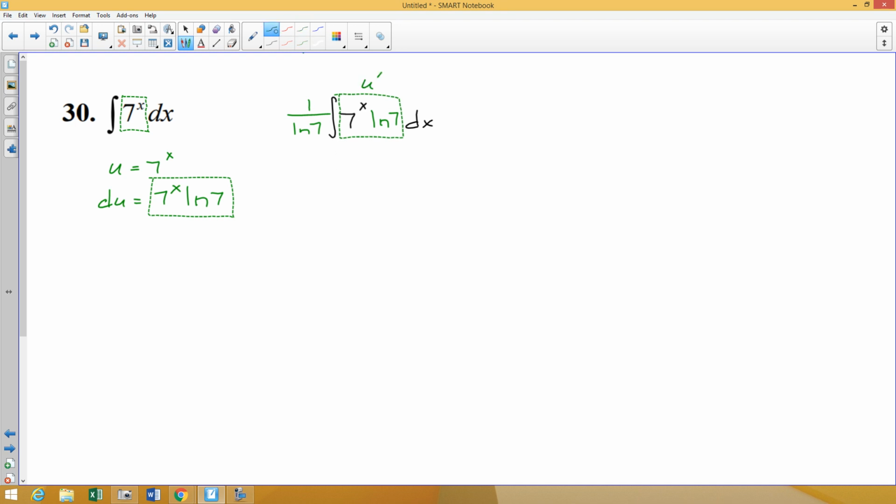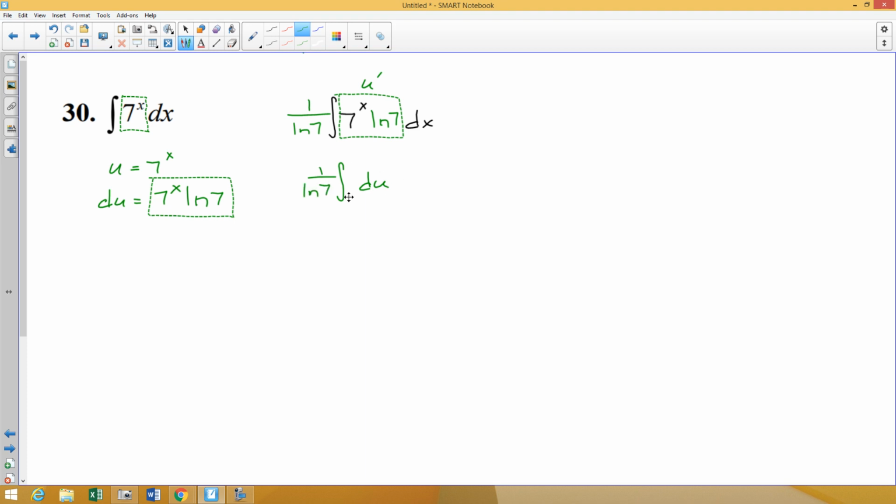The whole function is now gone, and the whole thing has turned into a u prime, which means when I do the substitution, all that's left is a du. There is nothing remaining to plug my u into, and that's okay. As long as you take care of du, that's all that matters. I do still have a 1 over natural log 7 on the outside.